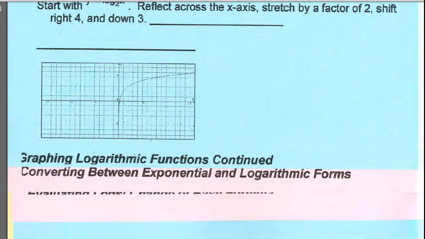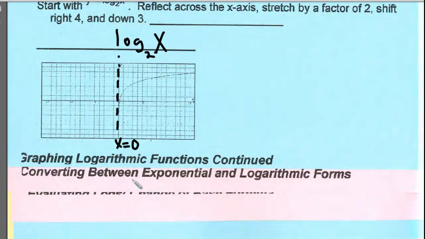Now let's write the equation by looking at the graph. Now remember the parent function, the original parent function, has an asymptote at x equals 0. If you notice, this picture also has an asymptote at x equals 0. That means that the x value inside of the log did not change. So it's not x minus anything or x plus anything. It's just log base 2 of x.